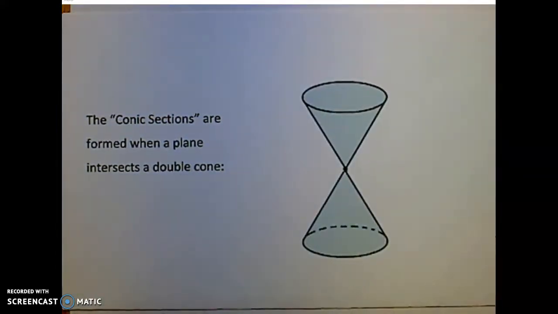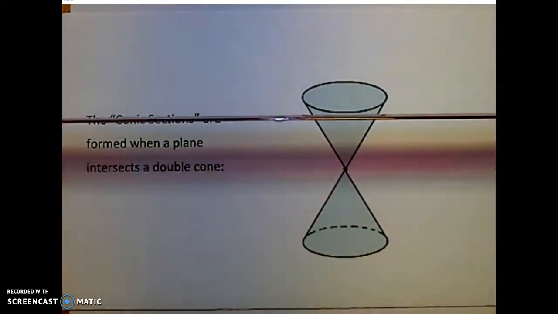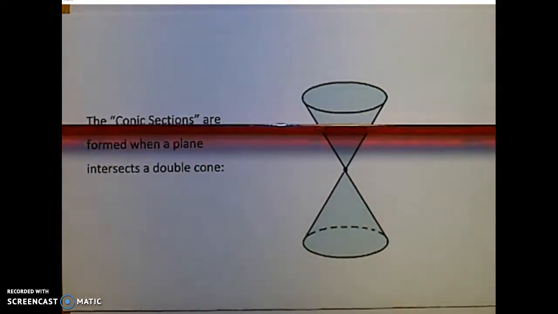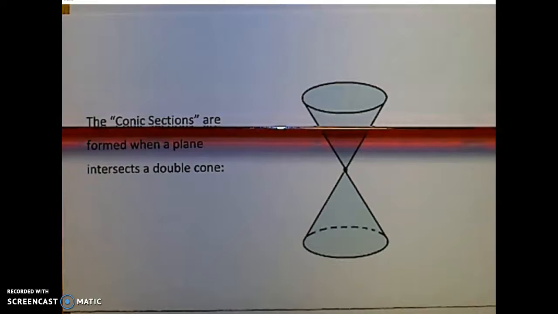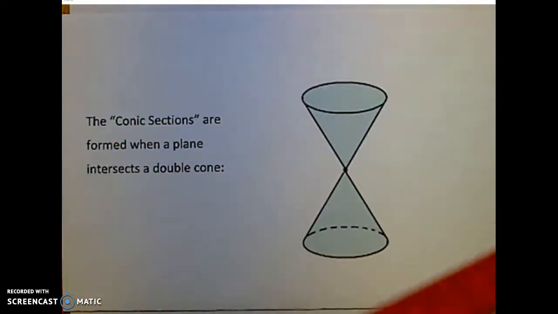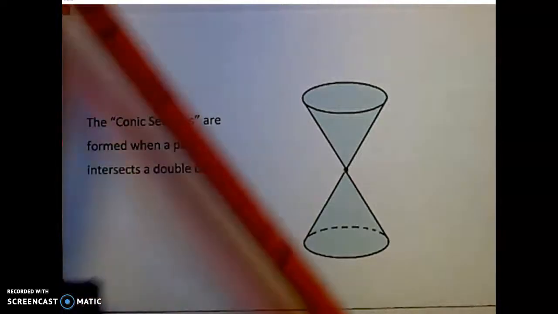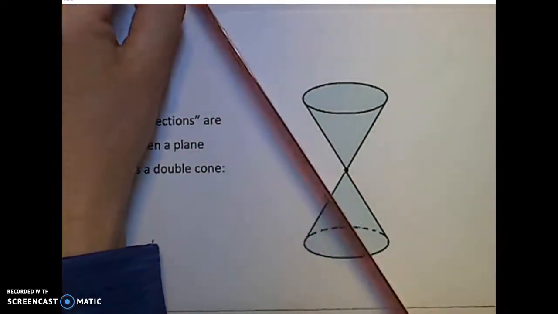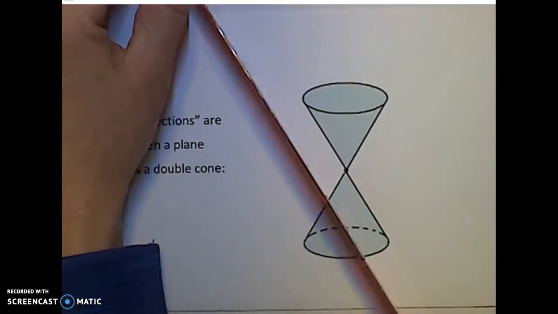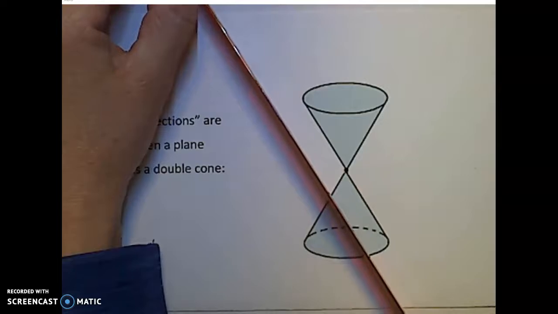Alrighty, we are right in the middle of our conic sections. We've seen two conic sections so far. A circle is formed when I chop a cone parallel to a base, and that cross section will be a circle. And then we saw the conic section where a plane intersects a cone parallel to a slant height, and that cross section would form a parabola.